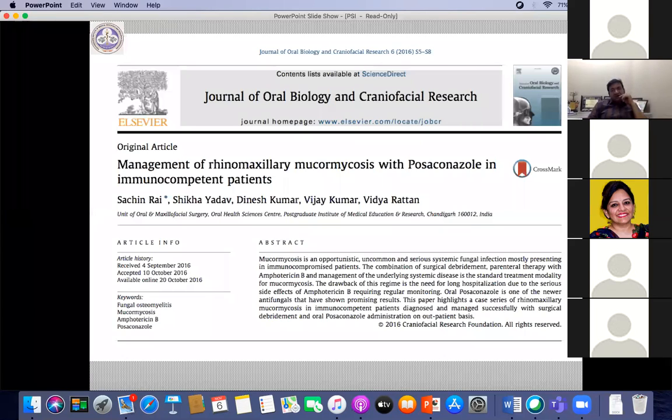Just to deviate for a second, we have data of mucor patients, and we treat the immunocompetent ones with posaconazole. We don't use the gold standard lyophilized amphotericin B. We use amphotericin where we have diabetic patients with mucormycosis. In immunocompetent patients, we straight away put them on posaconazole on oral OPD basis. So it costs less compared to the price of the amphotericin and the hospital charges. This paper had a case series of 6 cases. Now we have data of approximately 25 to 30 cases with posaconazole.